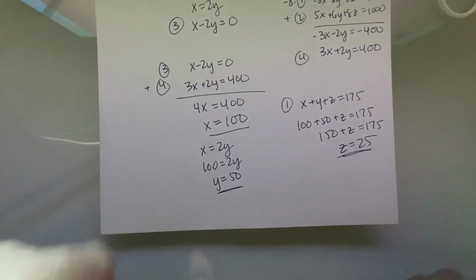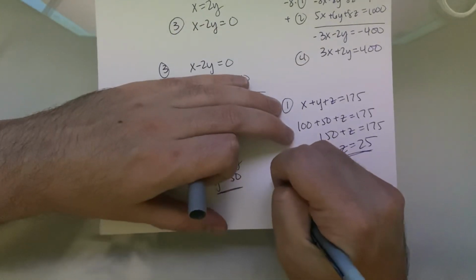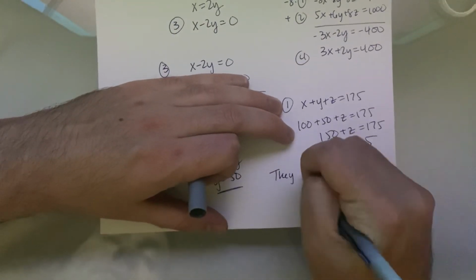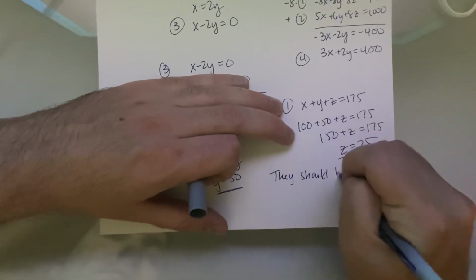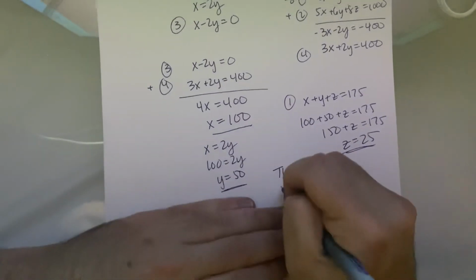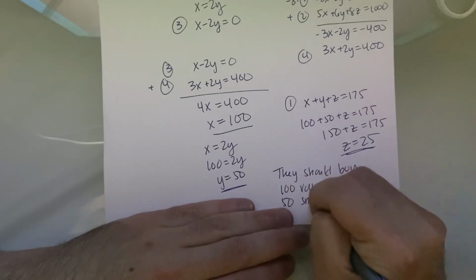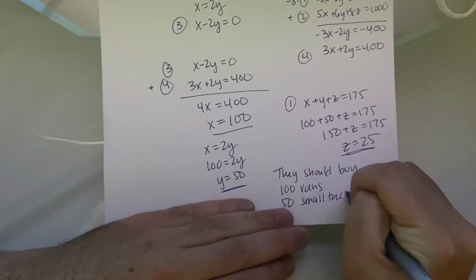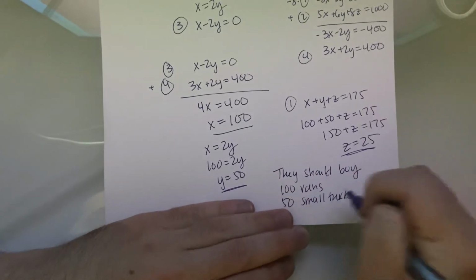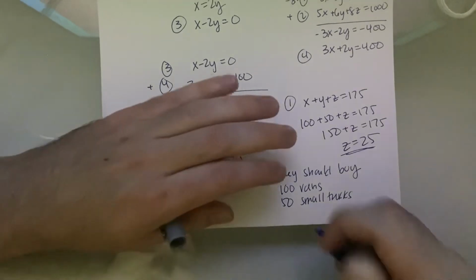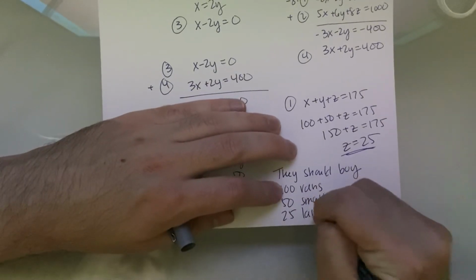What does this actually mean, though? It means they should buy 100 vans, 50 small trucks, and 25 large trucks.